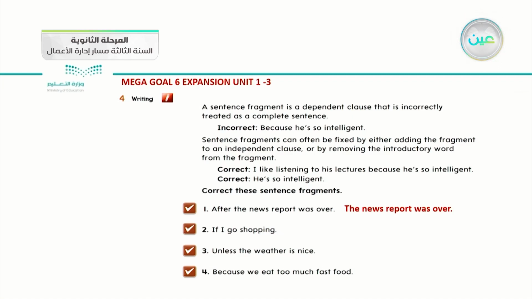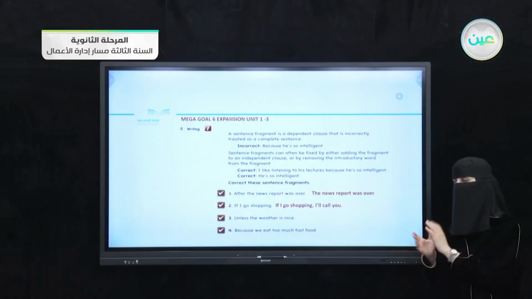Number 2, if I go shopping. So what happened? We can say, if I go shopping, comma, I will call you. So we notice that the big difference between these two sentences is that the second one gives a full meaning for us, or we can understand the meaning of it.